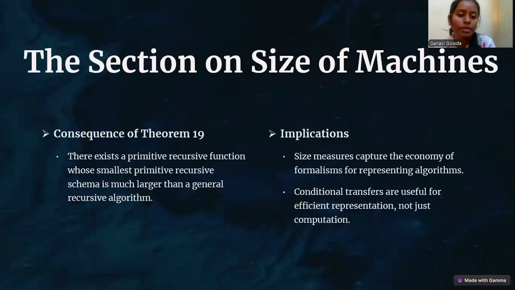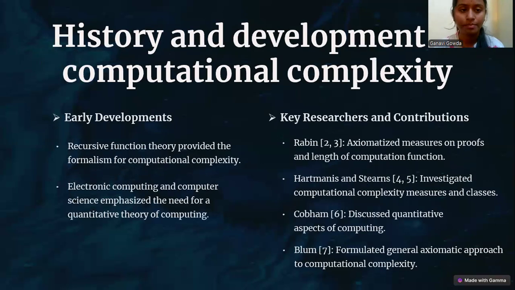Consequences of Theorem 19. There exists a primitive recursive function whose smallest primitive recursive schema is much larger than a general recursive algorithm. Here are the implications of Theorem 19. The size measures capture the economy of formalism for representing algorithms. Conditional transfers are useful for efficient representation, not just computations.